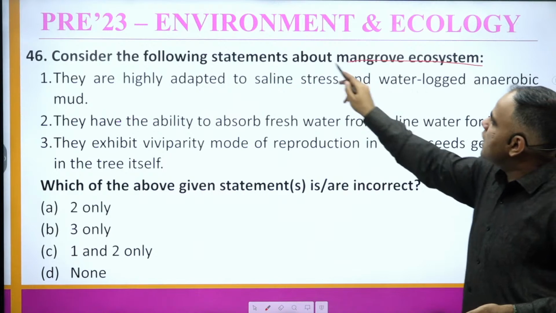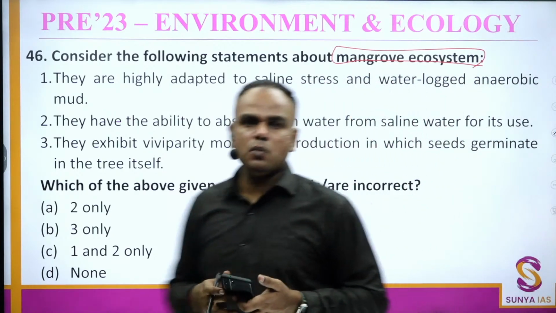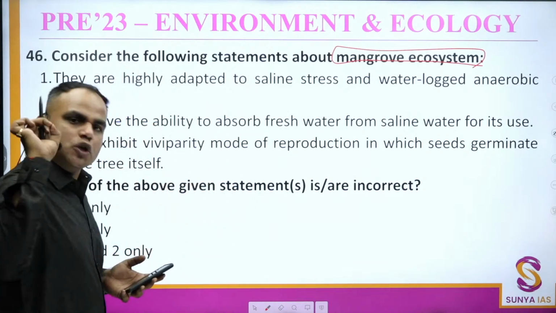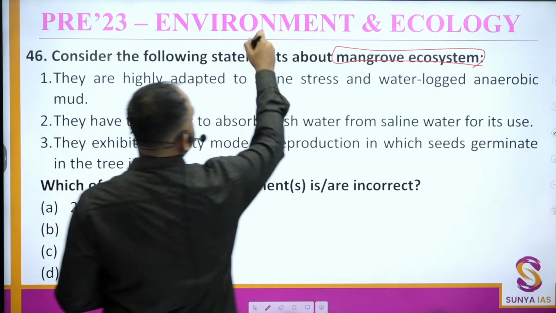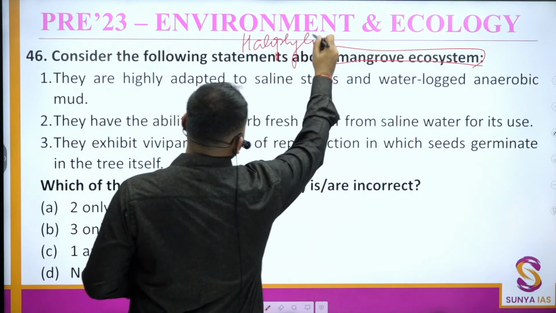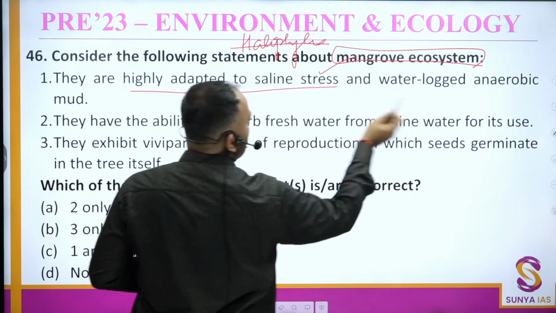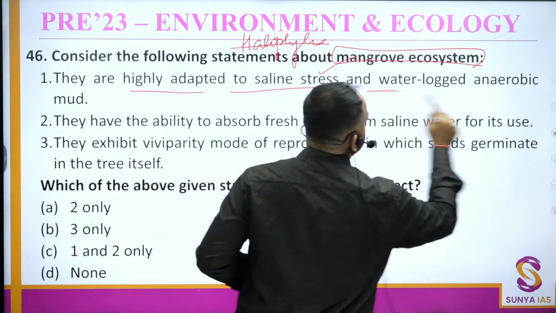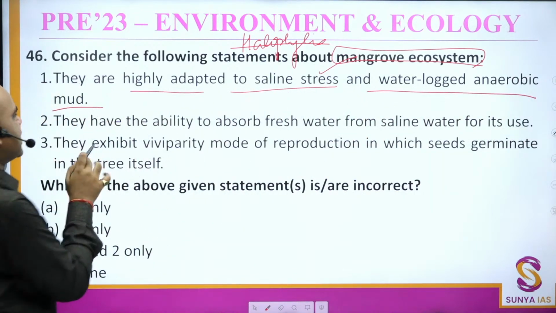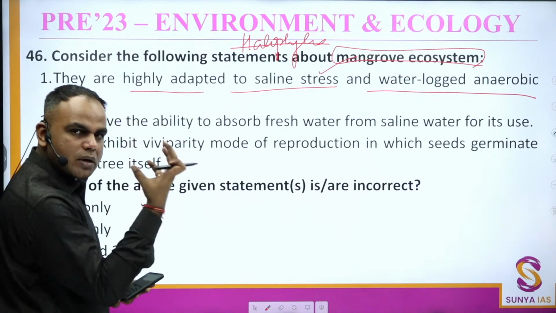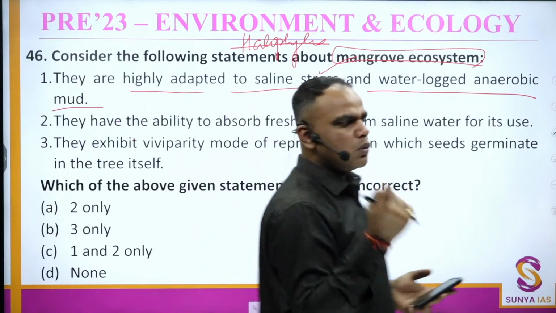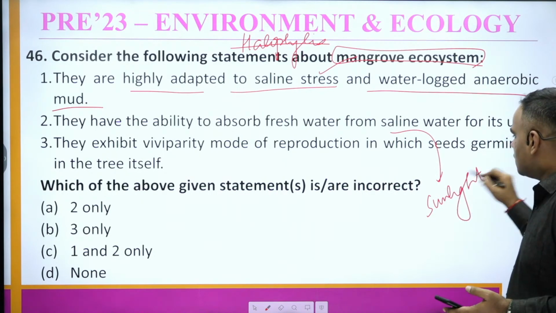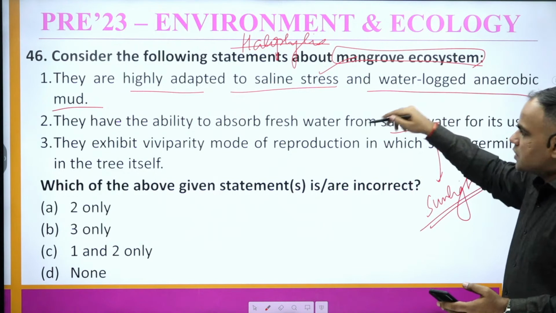Next question is on mangrove ecosystems. Okay, now this is a good way to understand what is going to happen here. Now, highly adapted to saline stress. First of all, mangroves are salt tolerant species. Okay, these are also known as halophytes, right? So are highly adapted to saline stress, yes, and waterlogged anaerobic conditions. Anaerobic means in the absence of oxygen. So yes, these are found in these waterlogged anaerobic mud. True. Second, they have the ability to absorb fresh water from saline water for its use. This is true, but I just want to add one more thing. This happens in the presence of sunlight. You need energy to make sure this process can happen, right? So this is also true.